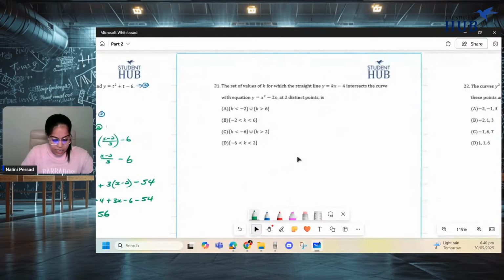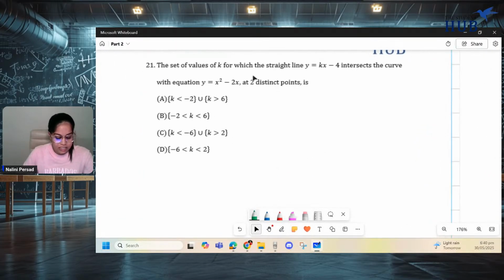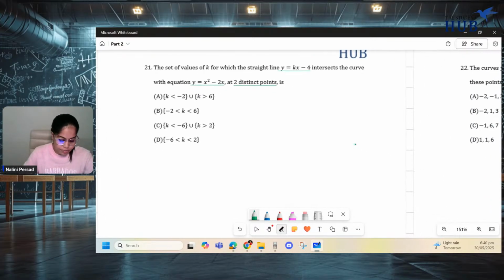Good things happening. Question 21. The set of values of k for which the straight line intersects the curve with equation, so that's a quadratic, at two distinct points. So when a line intersects a quadratic at two distinct points, what does that say about the discriminant? Class, what does that say about the discriminant?